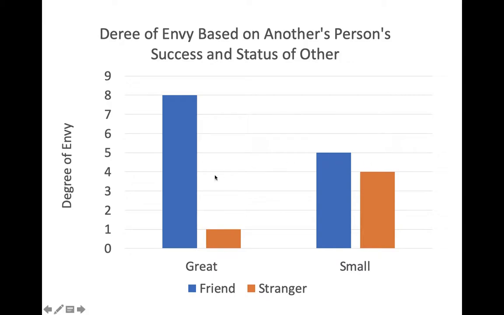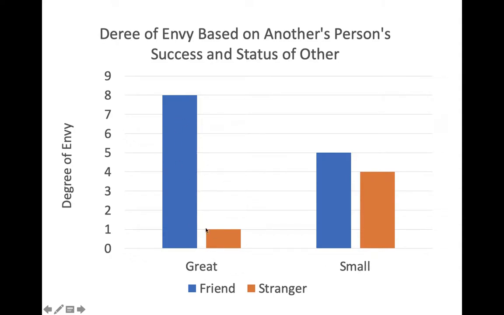Here we can see there's clearly a difference in the differences. So the effect of feeling envious of either a success of a friend or a stranger really depends on whether it's a great success or a small success, and that's not consistent. So we could say it appears we're more envious of a friend, but we're much more envious when it's a great success than a small.